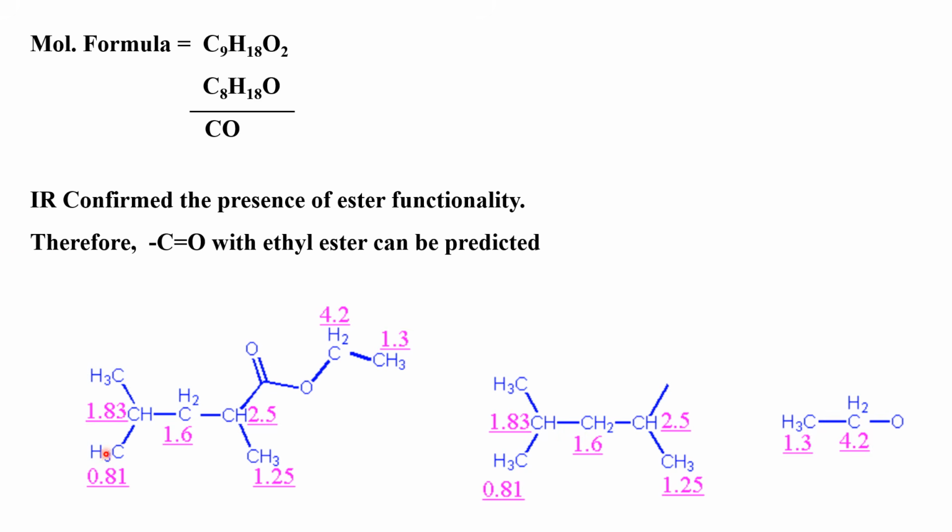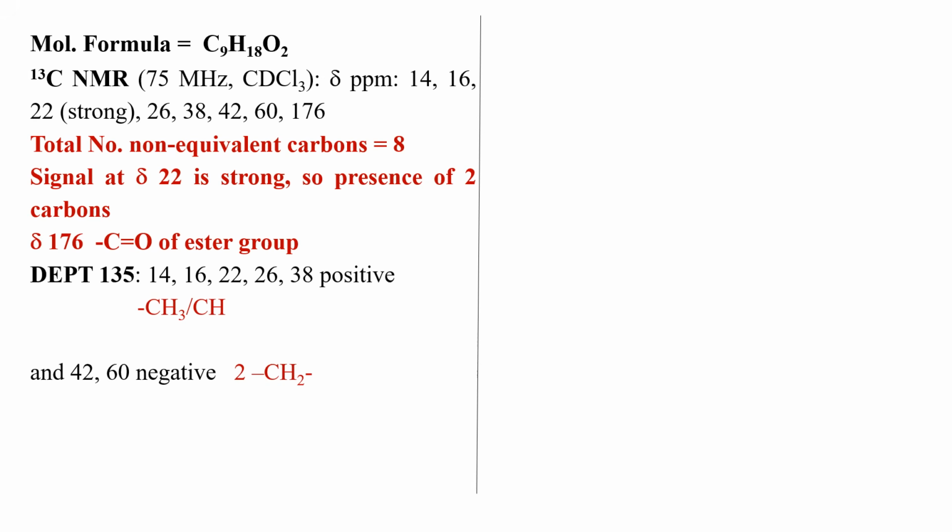We confirm the structure of the compound by observing C13 and HETCOR data. C13 NMR shows a total of 8 signals. The signal at 22 delta is strong, so 2 carbons can be present at 22 delta. The signal at 176 indicates the carbonyl carbon of the ester group.